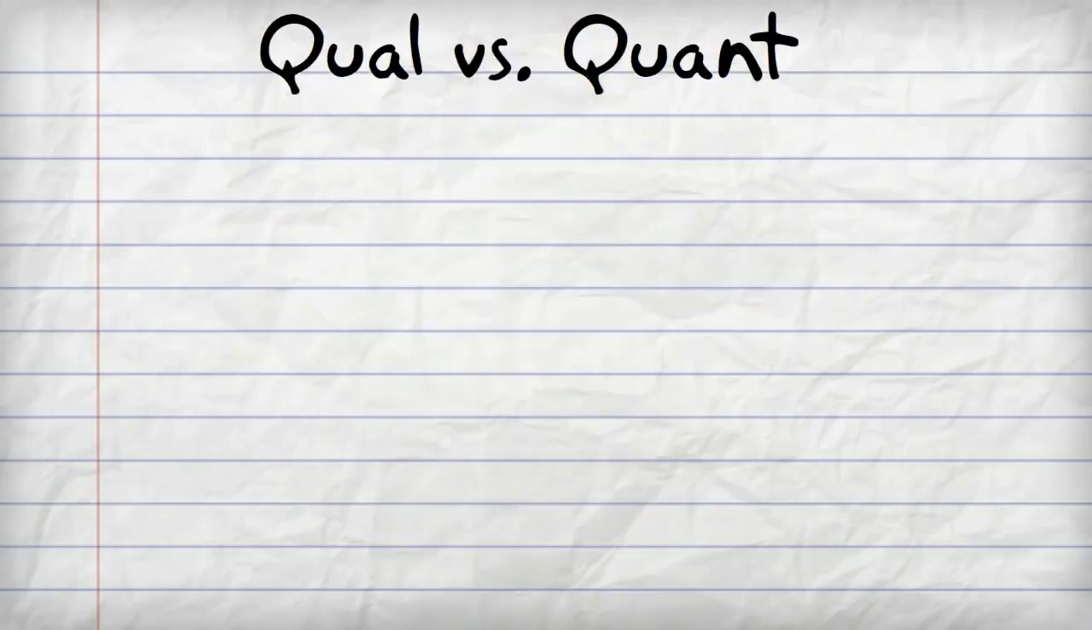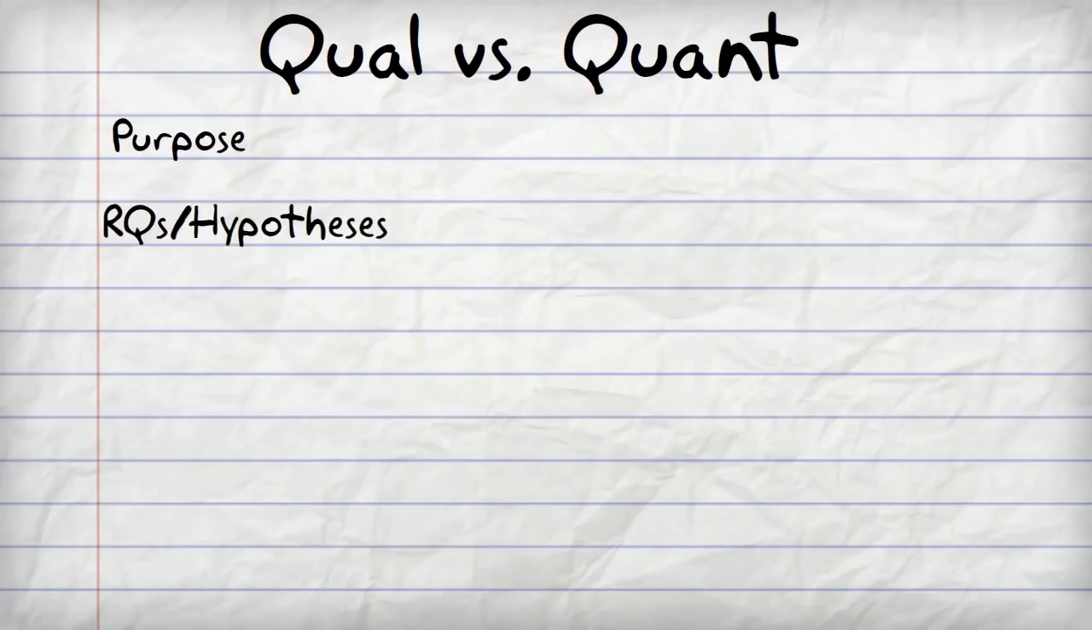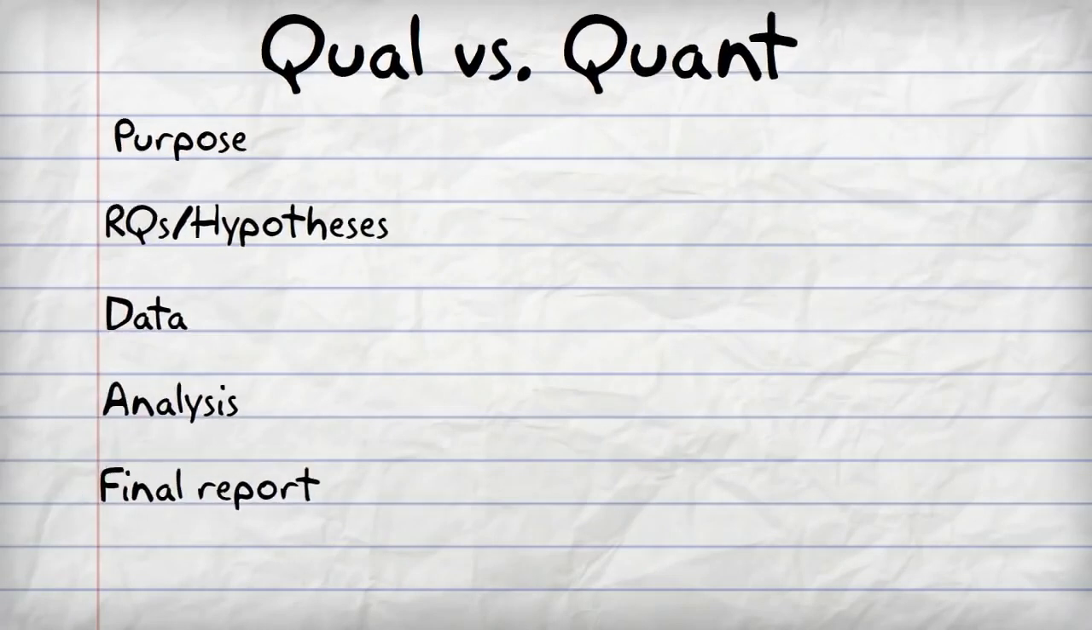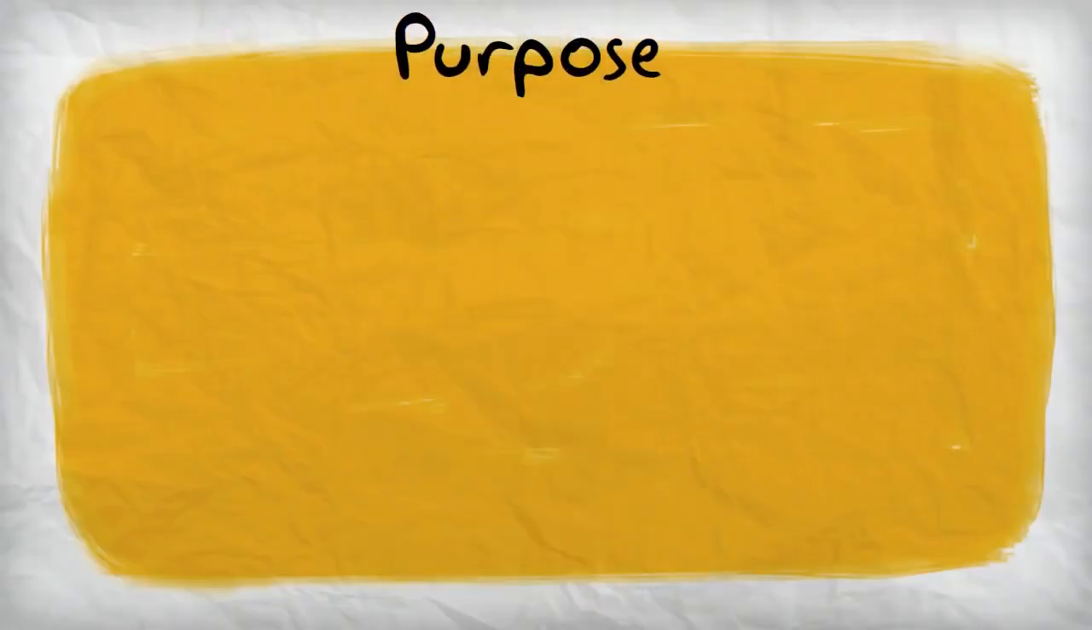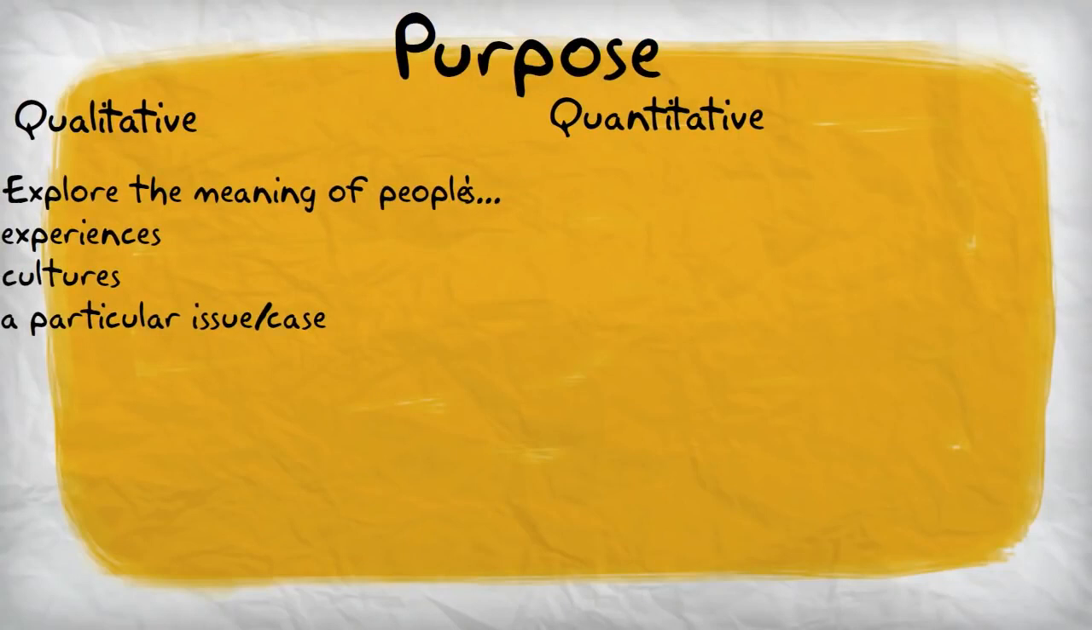We're going to compare the characteristics of both kinds of research, including their purpose, research questions, hypothesis, data analysis, and final reports. Let's talk about the purpose of both types of research. The purpose of qualitative research is to explore the meaning of people's experiences, the meaning of people's cultures, the meaning of how people view a particular issue or case, known as a case study.